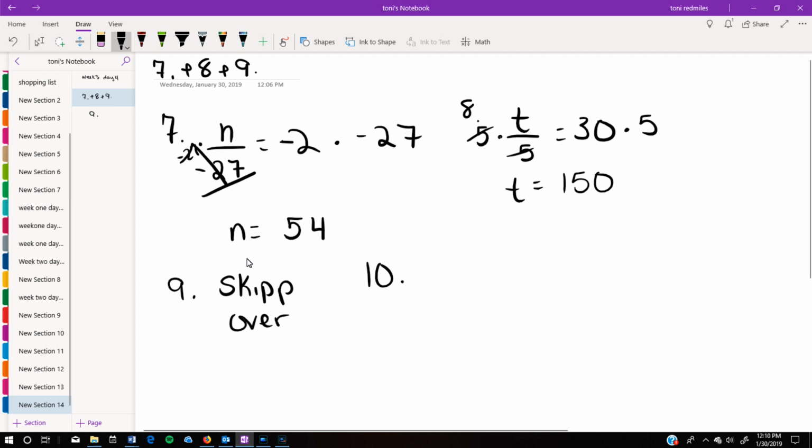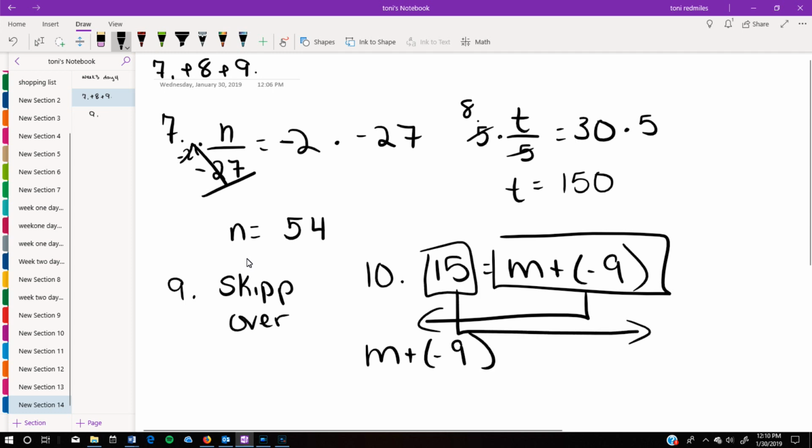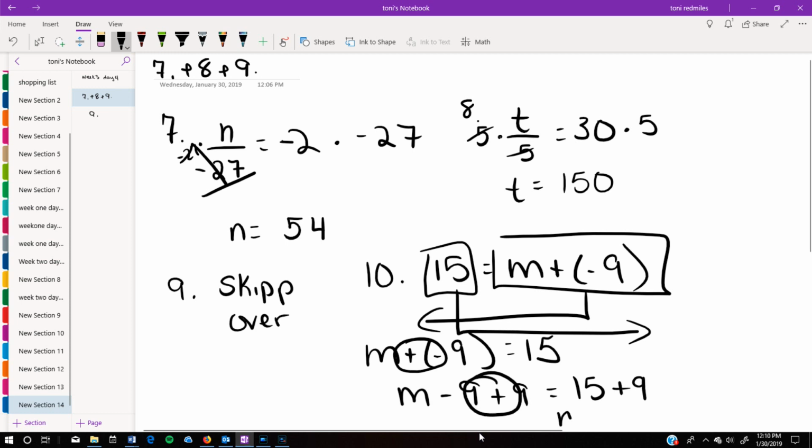All right, number 10. So I'm going to want to slide switch places. So I'm going to take this whole thing. I'm going to slide it this way. I'm going to take this whole thing, and I'm going to slide it this way. All right, this is confusing. Two symbols. So a plus and a negative make a minus. To get rid of it, I'm going to have to add 9. What I do to one side, got to do to the other. Gives me my 0. M equals 24.